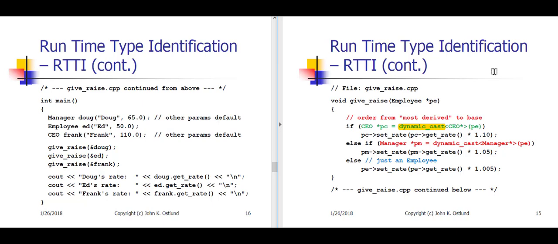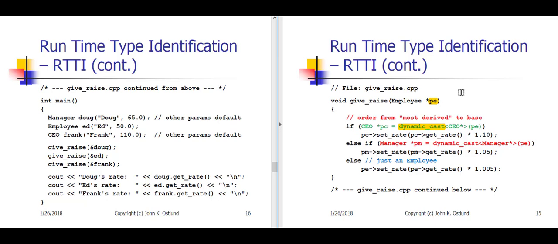Now, if we switch these around in the other order, and we tested for employee first, well, PE is a pointer to an employee. And so any PE that comes in is going to be an employee. And if we tested for an employee first, that test would always succeed. And we would not get down to doing the manager test or the CEO test.